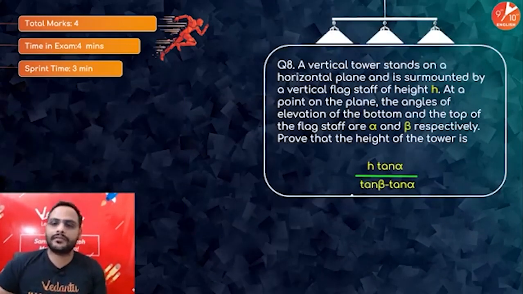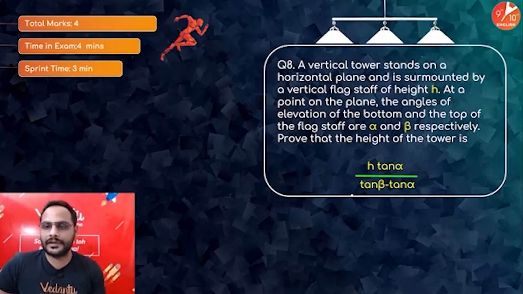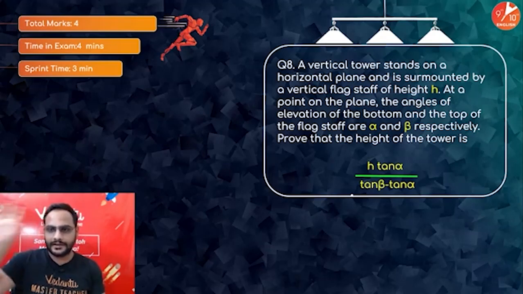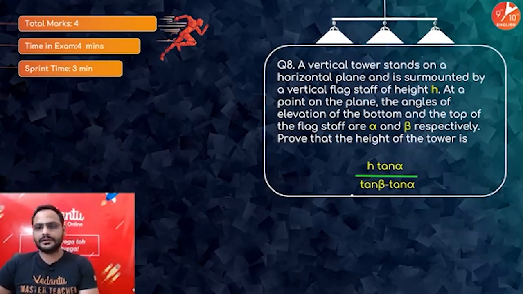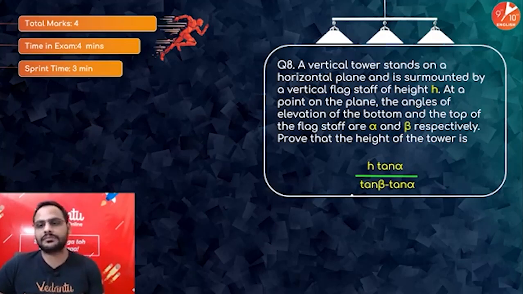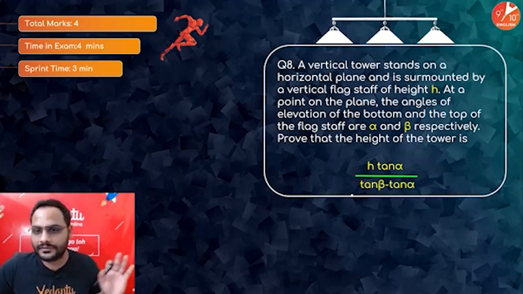Next, a vertical tower stands on a horizontal plane and is surmounted by a vertical flag of height h. There is a tower on a plane and on that tower you have a flag staff of height h. At a point on the plane, the angles of elevation of the bottom and top of the flag staff are alpha and beta respectively. Prove that the height of the tower is this.